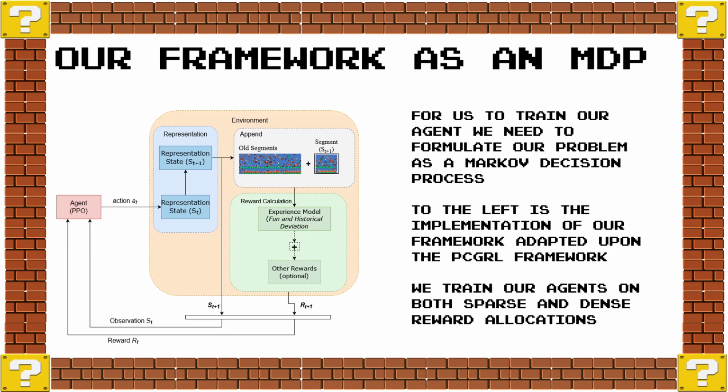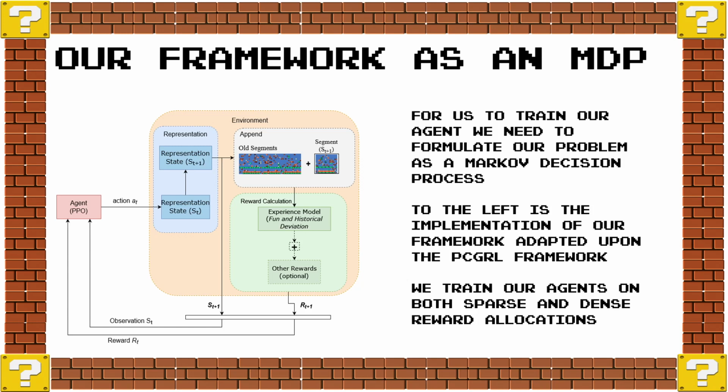We will need a way to train our agents to accomplish all of these things. In order to do this, we will need to formulate our problem as a Markov decision process and create a framework. We adapted upon the PCGRL framework to incorporate experience-driven learning at an iterative segment-based level.